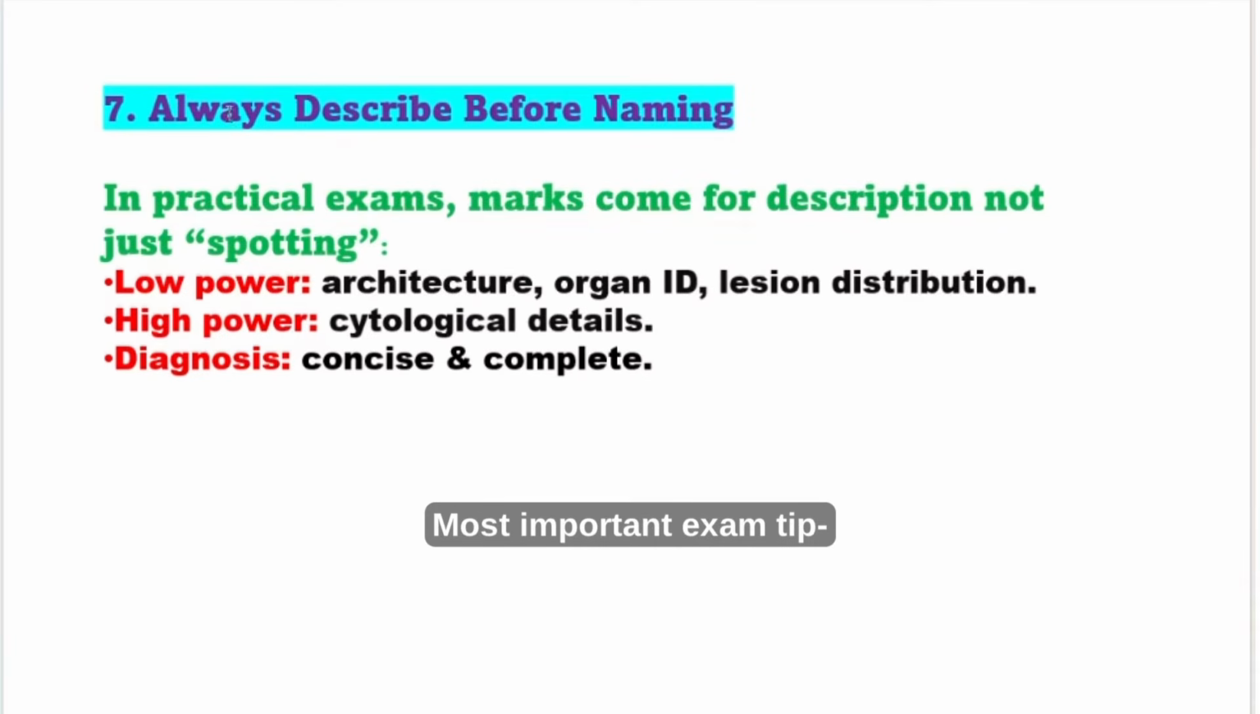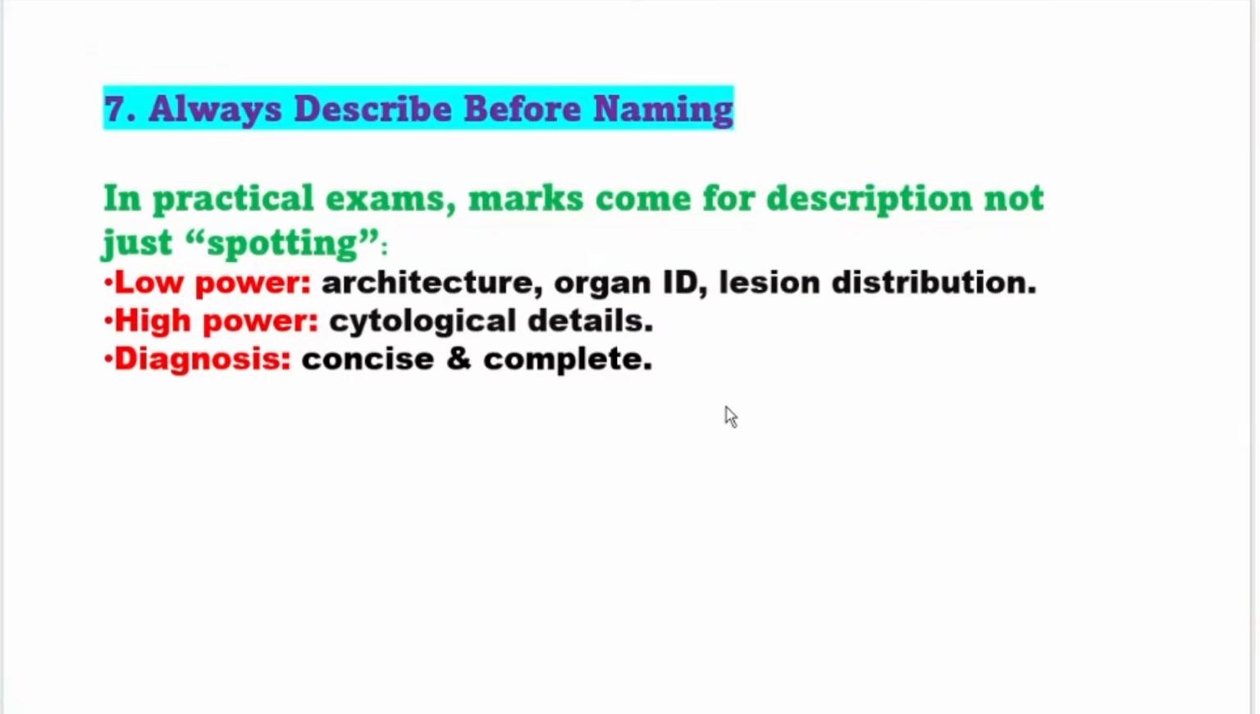Most important exam tip: always describe before naming. In practical exams, marks come for description, not for just spotting. So you write down what you have seen in low power view, like architecture, what the organ is, and lesion distribution. In high power view, cytological details, and finally the diagnosis, which must be concise and complete.